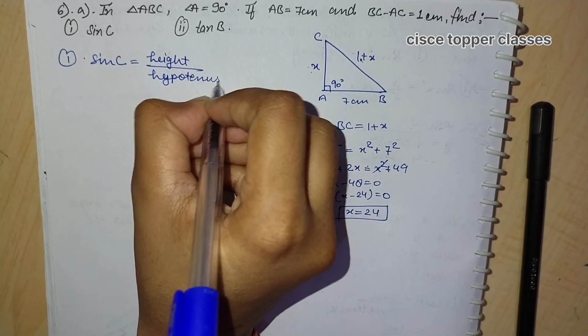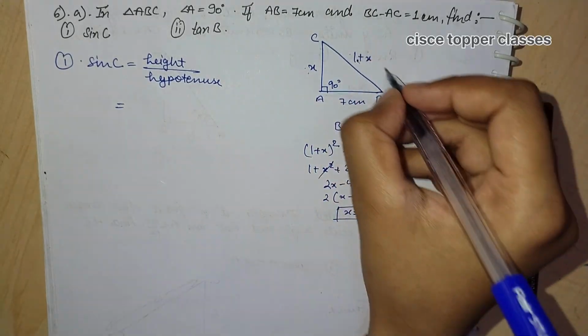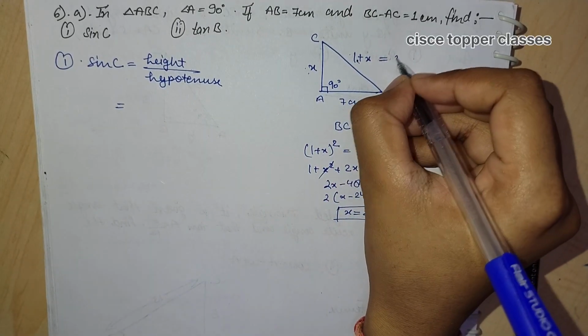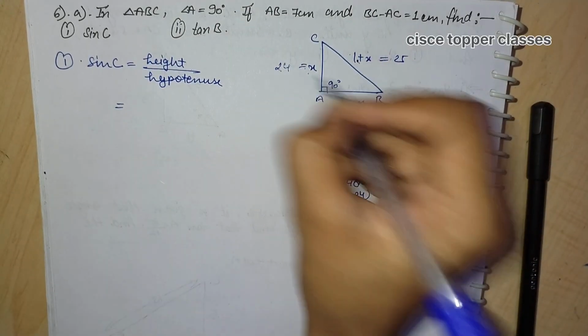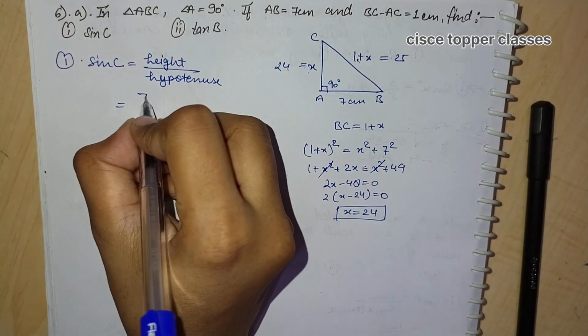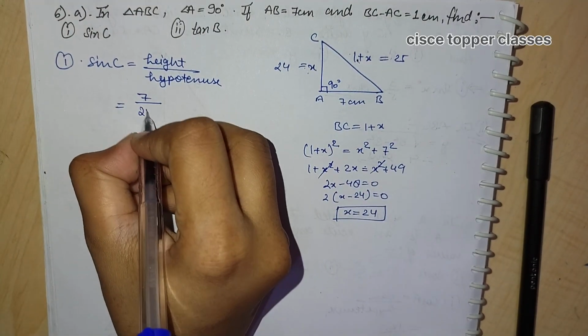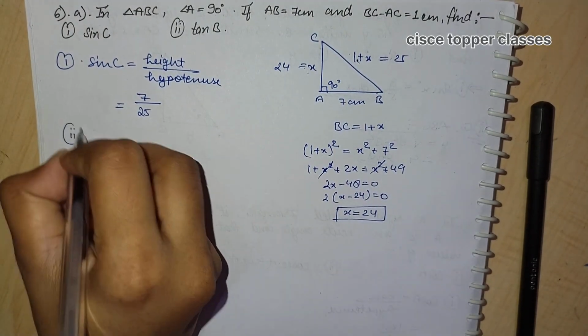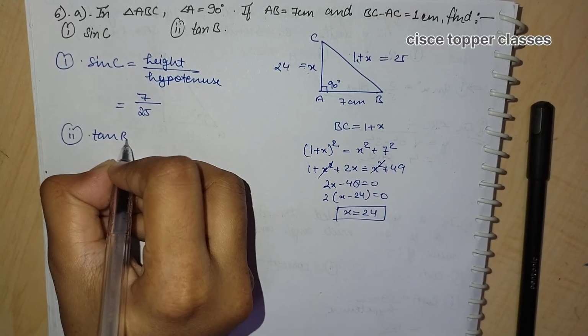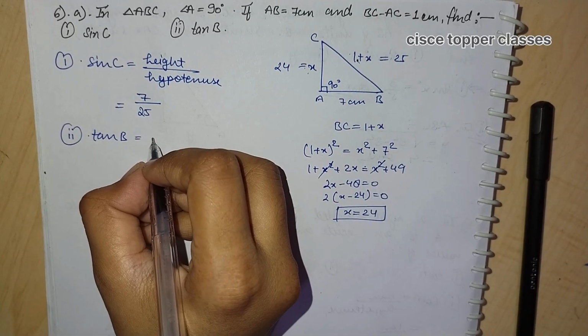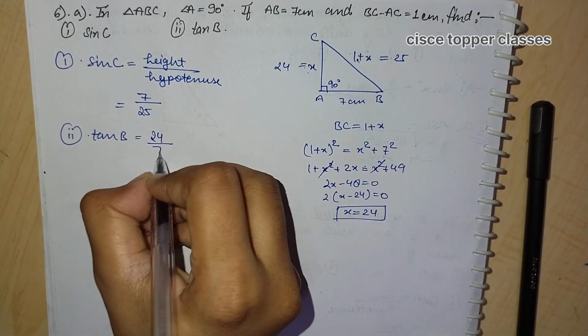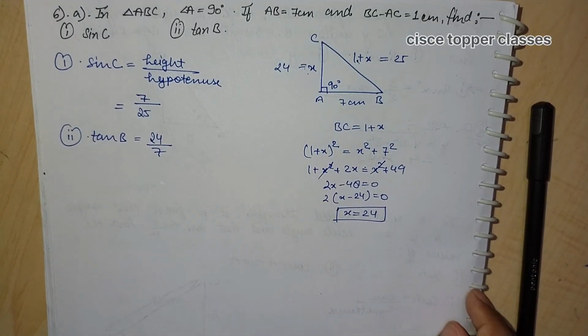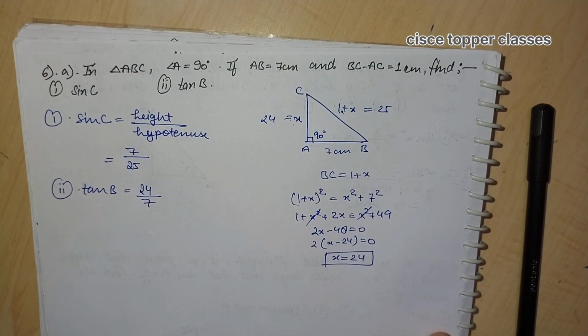So from that only we can write x plus 1 here, it will be equal to 25 and this will be equal to 24. So height will be here 7 and hypotenuse will be 25. So this is the answer of the first part. Now the second part is tan B we have to write. This will be height by base, means 24 by 7. So this is the answer of the second part, means this is the solution of sixth first part.